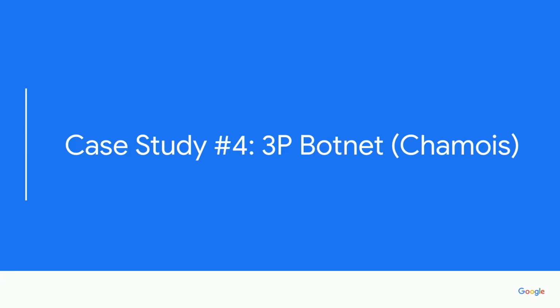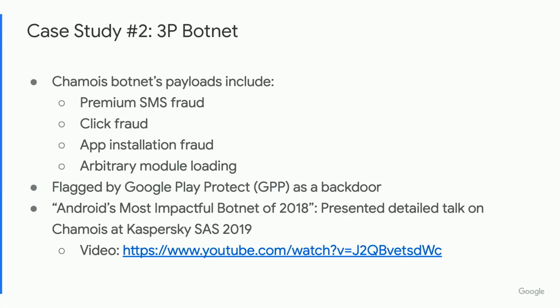So the last case study is very different from the other three because this is pure malware. A third-party botnet, aka Chamois, that was included in quite a few different devices. At its peak, Chamois had hit 20 million infected devices, and that was through both pre-installed and user space applications. So what's Chamois? Chamois is a botnet whose payloads include premium SMS fraud, click fraud, other types of ad fraud, app installation fraud, and arbitrary module loading, so that they can evolve and develop new capabilities of their payloads, and thus GPP flags it as a backdoor.